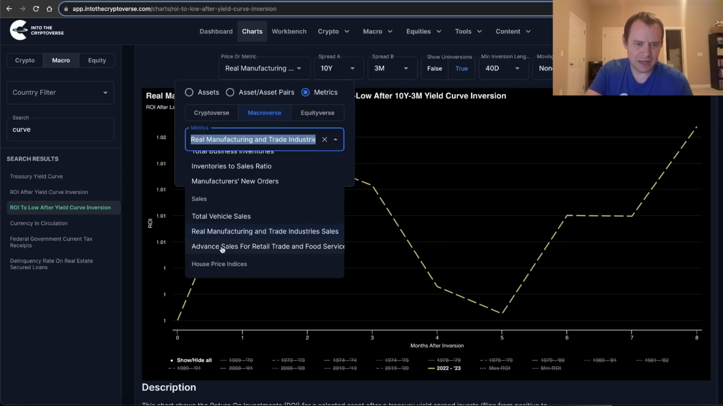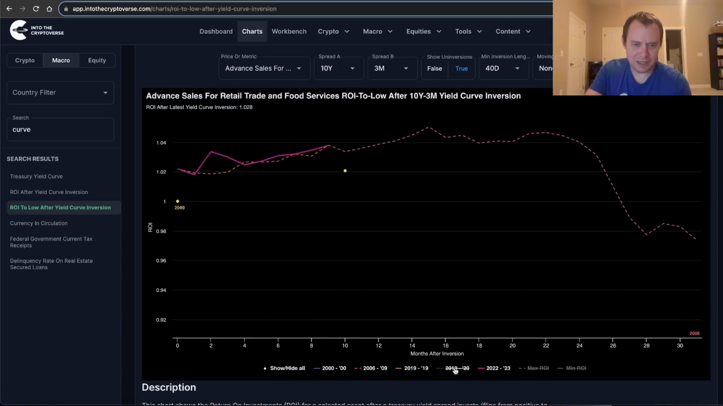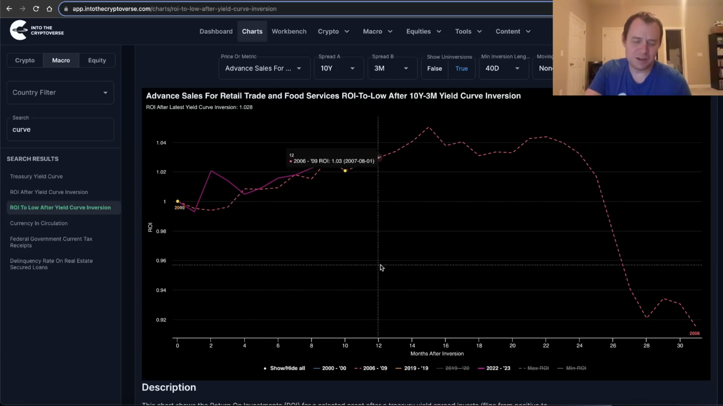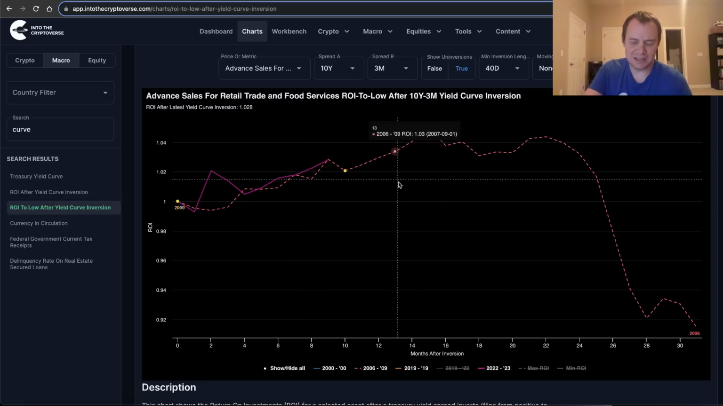I think I was looking at this one, advanced sales for retail, trade, and food service. I know it's a mouthful. Let me hide the 2019 one because it kind of throws it off. So right now, and again, some of the times we don't have as much data. Like this only goes back to the dot-com crash or the financial crisis because we weren't tracking all this stuff back in the 1960s like we are today. So we just don't have that same data.